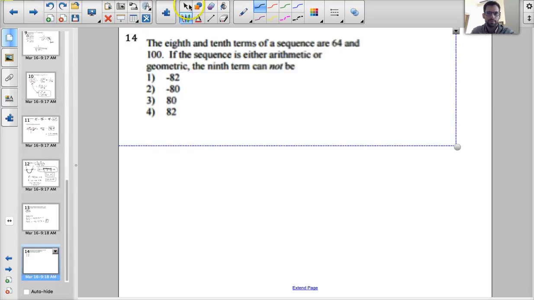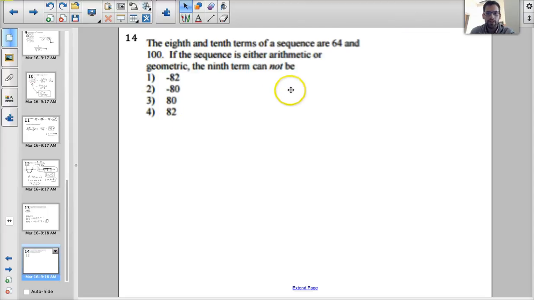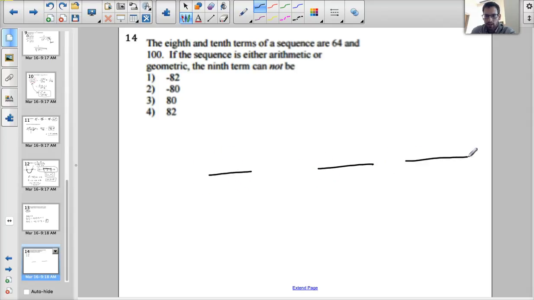14. The 8th and 10th terms of a sequence are 64 and 100. If the sequence is either arithmetic or geometric, the 9th term cannot be what? Okay, so 8th and 10th terms. So if it's an arithmetic series, it means I'm always adding the same thing, and if it's a geometric, it means I'm always multiplying by the same thing. So this is the 8th, this would be the 9th, this would be the 10th.